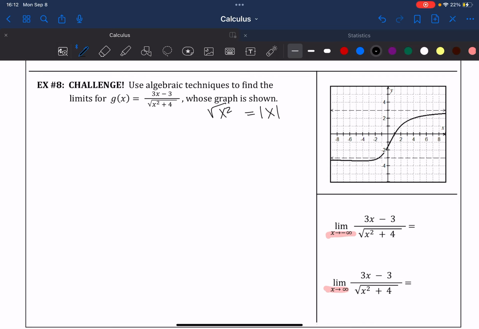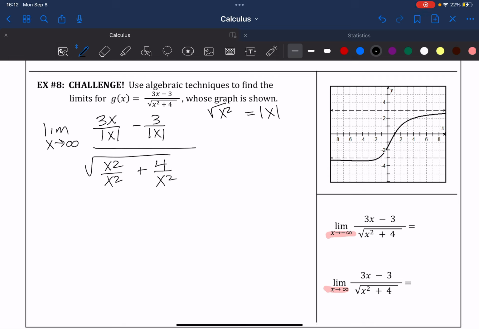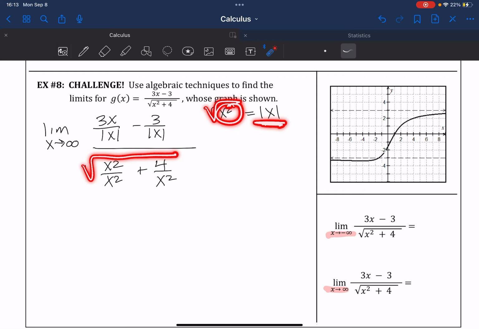Off to the side, you'll notice that it's telling us to find the limit as x approaches negative infinity and as x approaches positive infinity. Okay, so starting with the limit as x approaches positive infinity, I am dividing each of these terms by either the square root of x squared or the absolute value of x, since they're the same. So this is 3x divided by the absolute value of x, minus 3 divided by the absolute value of x, divided by the square root of x squared divided by x squared, plus 4 divided by x squared. Notice that in the denominator, I already had that radical there, so it made more sense to just divide by what's inside of the radical versus dividing by the absolute value of x, because I want to try to cancel something out.